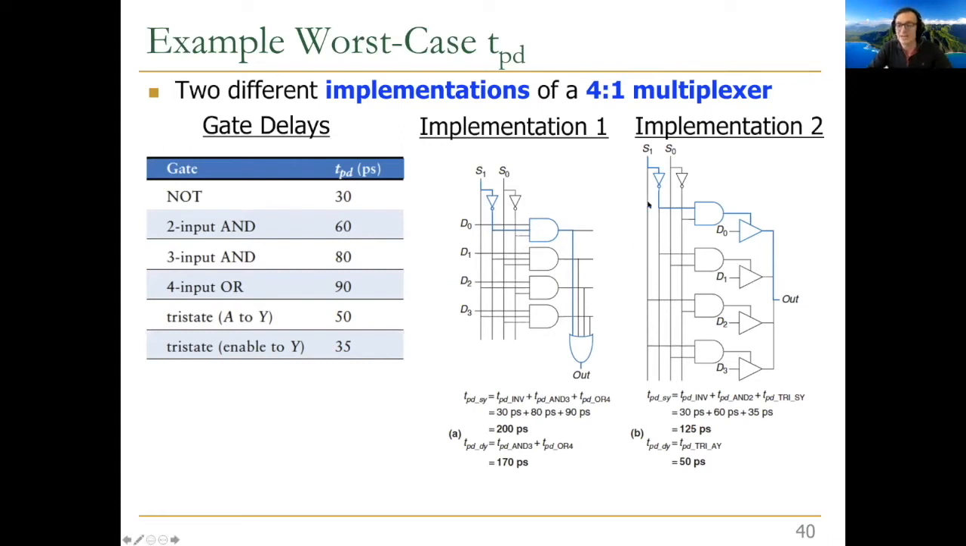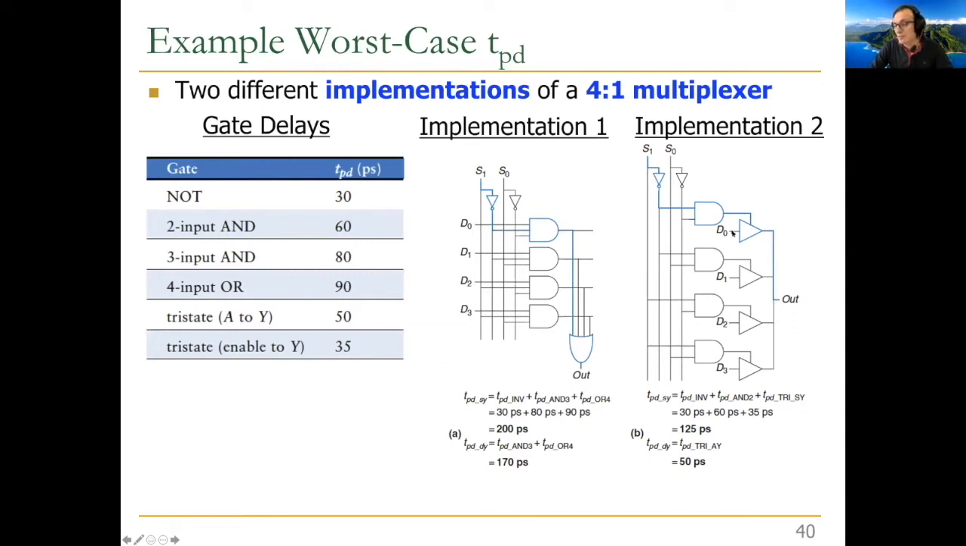Okay, so let's take a look at this second implementation. In the second implementation, we're going to use tri-state buffers, and the enable signals of the tri-state buffers will be essentially the outputs of the AND gates, which are determined by the select signals over here. So again, there are two paths. One is select to output, and the other is data to output. And clearly, data to output is going to be small in this case. So let's calculate the data to output first.